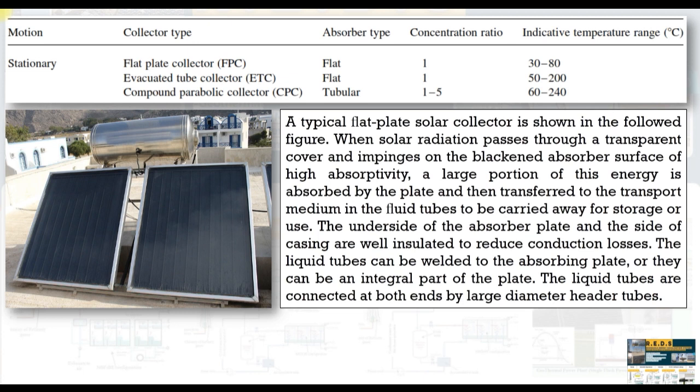A typical flat plate collector is shown in the following figure. As you can see here, these are the tubes and the header tubes. Normally there are around 9 tubes, with a tube spacing from 7 up to 10 centimeters, and the module is attached to the storage tank, and so on.